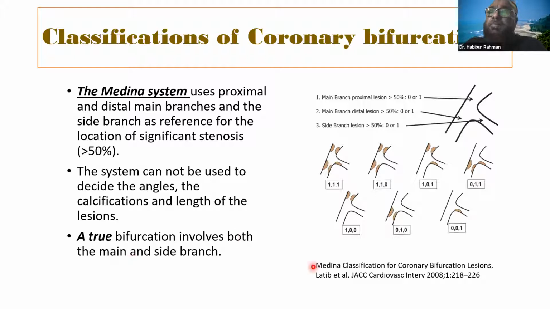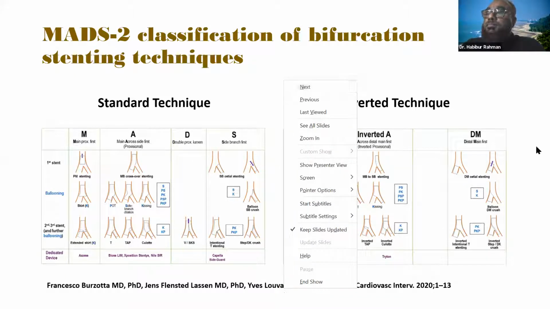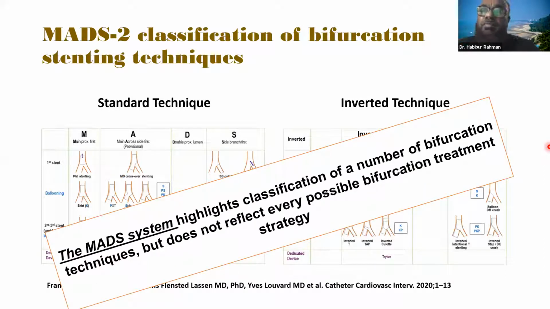Next, a true bifurcation involves both the main branch and the side branch. So true bifurcation should be remembered for two-stent techniques. Another classification is the MADS classification. The MADS system highlights the classification of a number of bifurcation techniques, but does not reflect every possible bifurcation treatment strategy. So for working purposes, despite some limitations, we have to remember the Medina system.